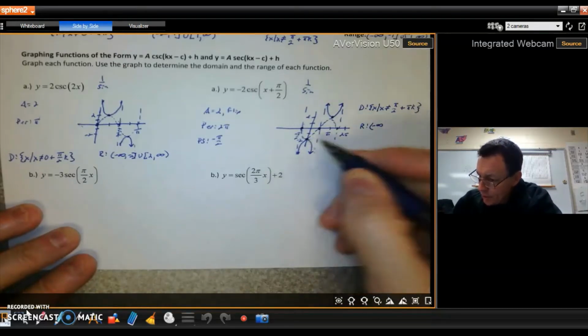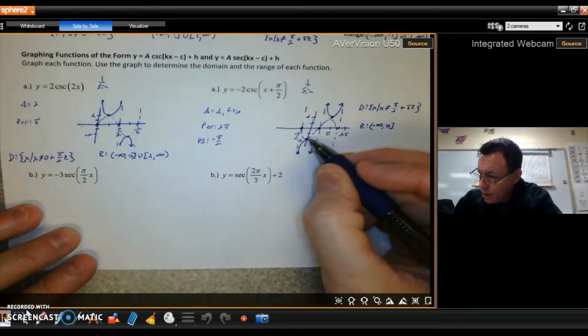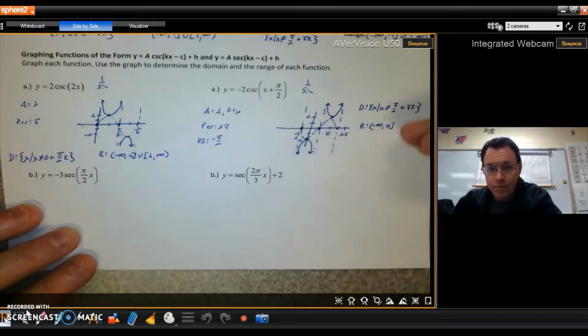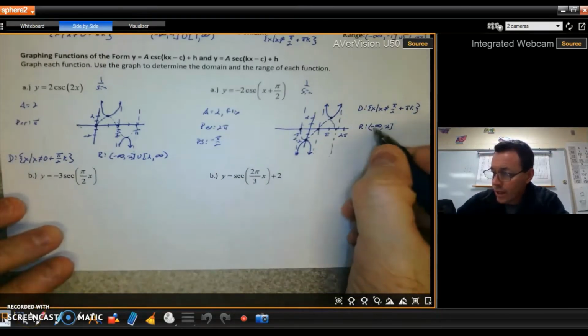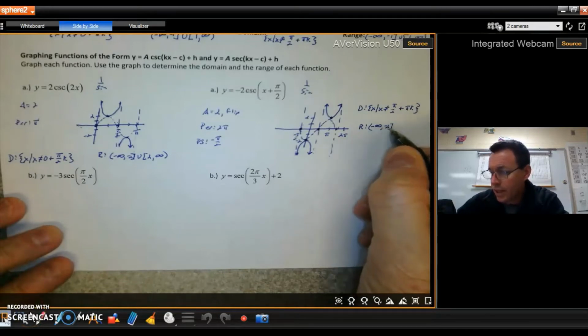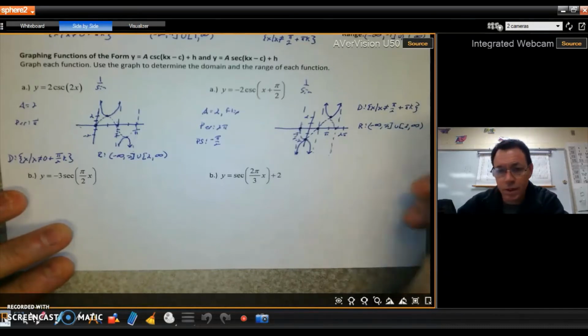up to negative 2, and then it stops and there's this big gap where there's no graph. There's a sine graph. Okay, so negative infinity to negative 2, and then also from 2 to infinity. Sorry, video cut out there.